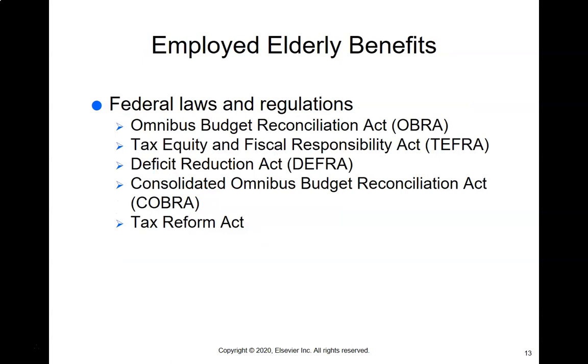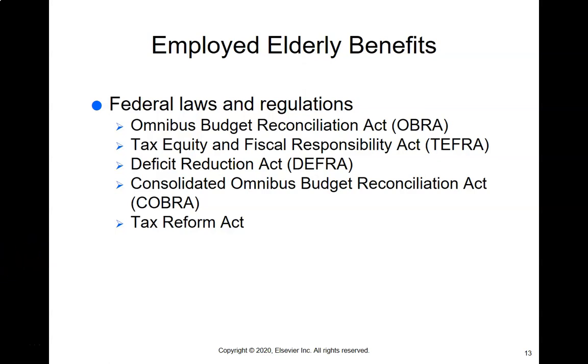Employed elderly benefits. Federal laws and regulations. The Omnibus Budget Reconciliation Act, OBRA, required that if an employee or dependent younger than age 65 has Medicare coverage because of a disability other than ESRD, the group coverage is primary and Medicare is secondary. This act applies only to large group health plans having at least 100 full or part-time employees.